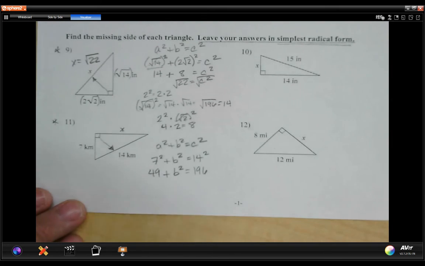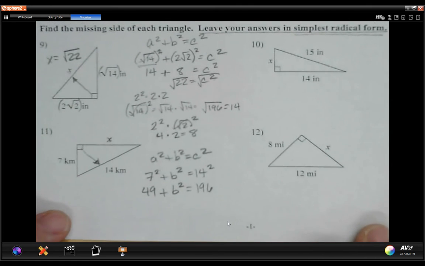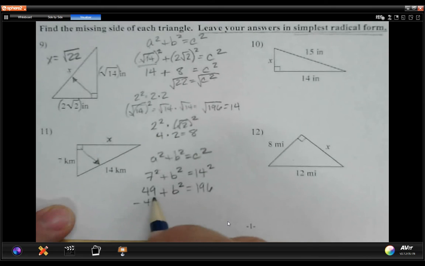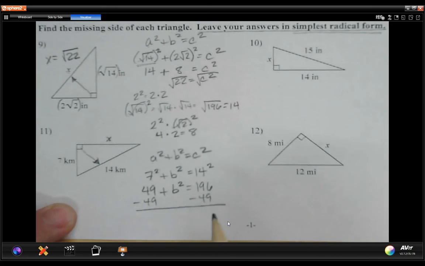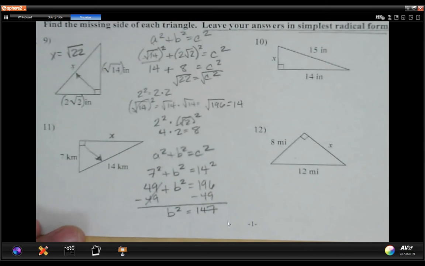So in order to do that, I'm going to go ahead and subtract 49 from both sides. And if I subtract 49 from both sides, this is going to cancel out, and I'm going to end up with b squared equals 147. Okay, 196 minus 49 is 147.